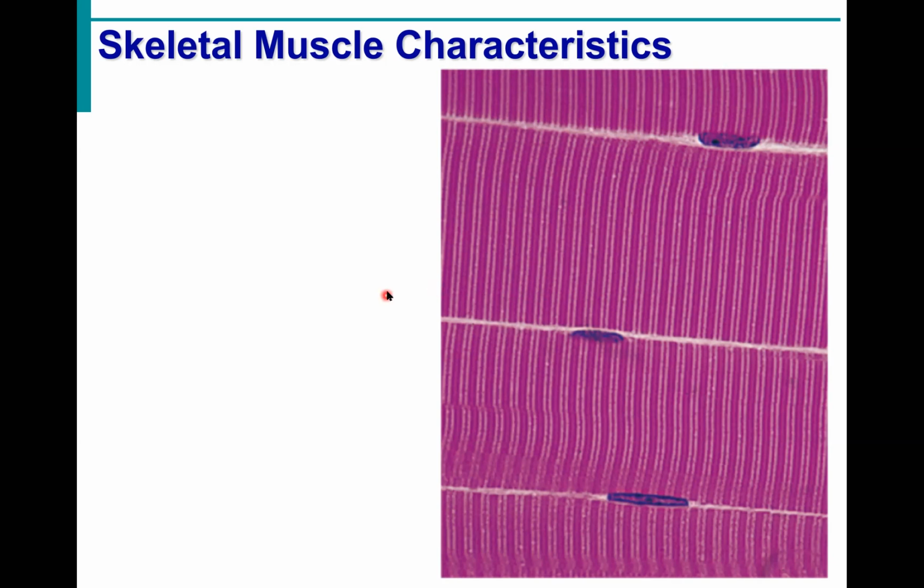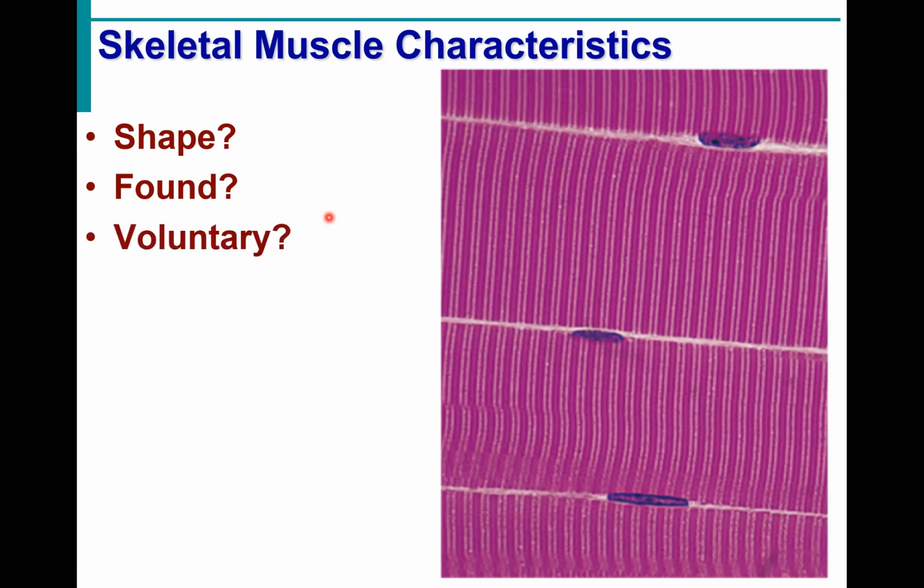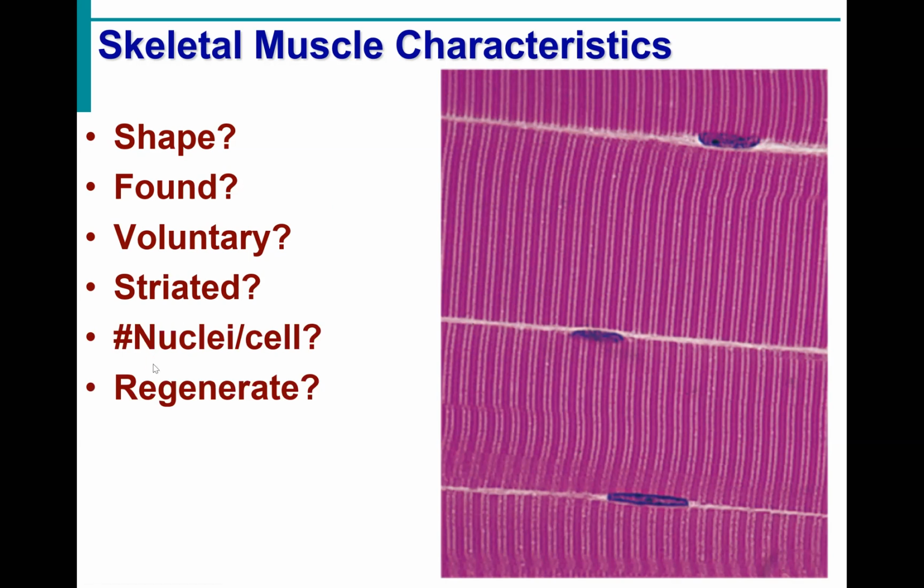And again, to review the information, shape, they are cylinder shape. They are found, most of it, bound to or attached to bone, but not all of it. Yes, it is voluntary. Yes, it is striated. Many nuclei per cell versus one nucleus per cell. And it has a limited ability to regenerate. So there we get a nice review of the characteristics of our skeletal muscle cell.